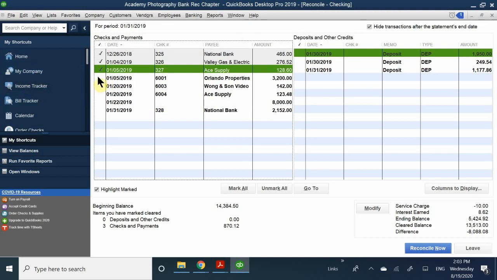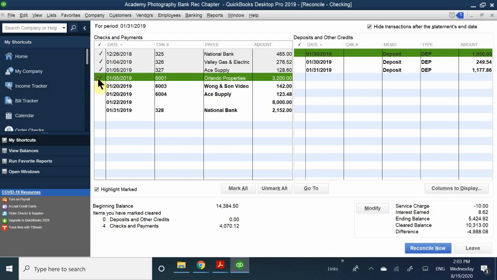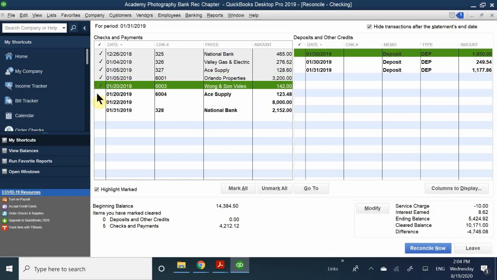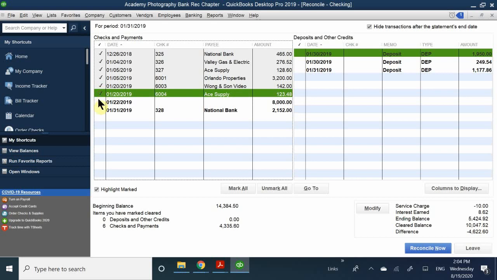6001 for $3,200. Good. Okay. What else do you see there? We've got 6003 for 142. And what else? We got 6004 for 123.48. Okay. And is that it? That's it.